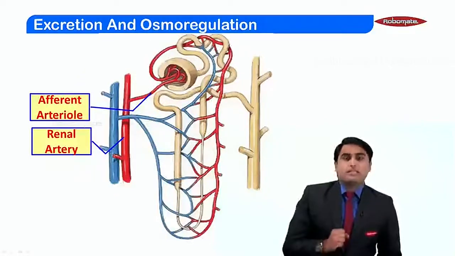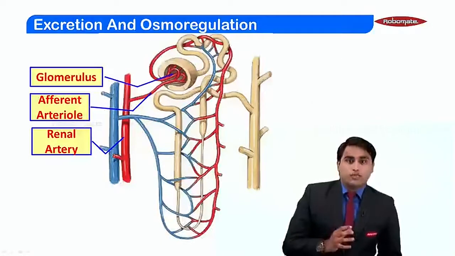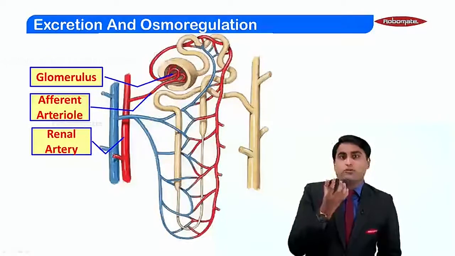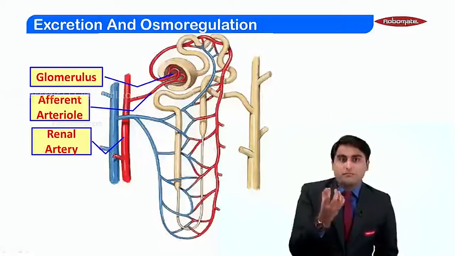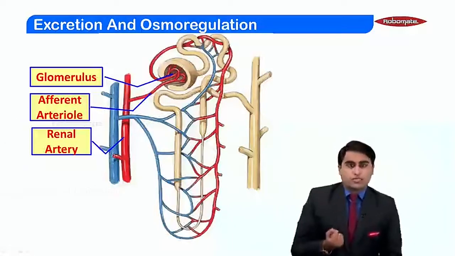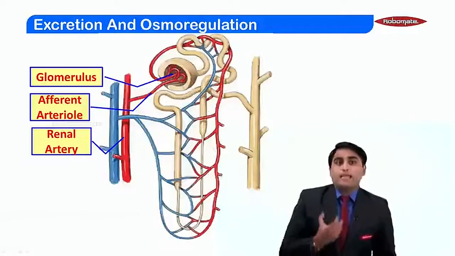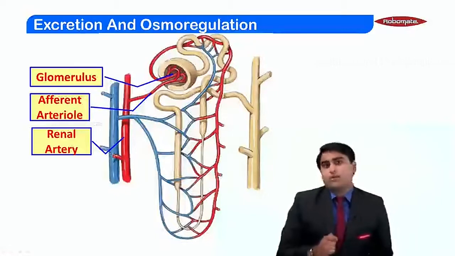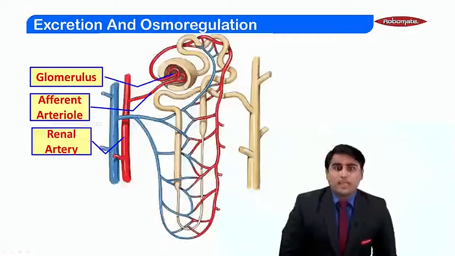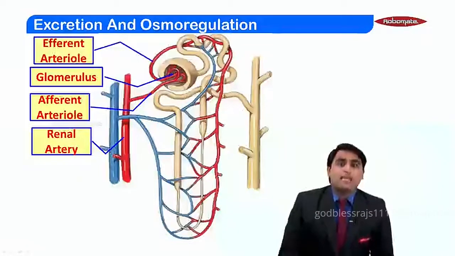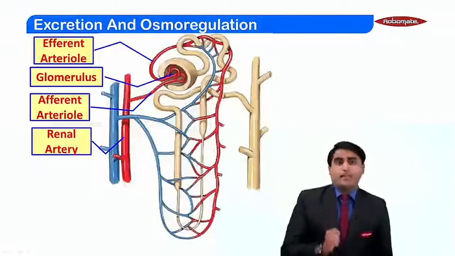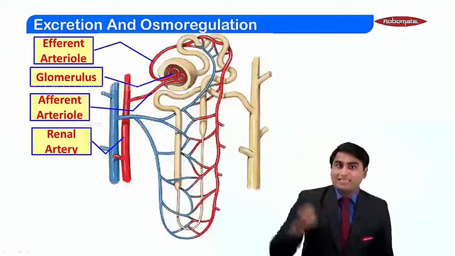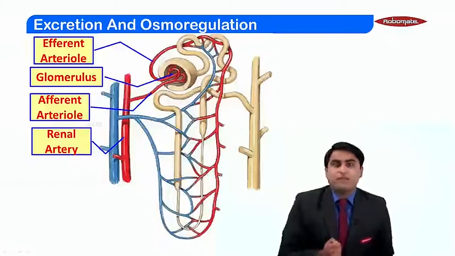And if you observe inside the Bowman's capsule, you can see the glomerulus, the tuft of capillaries. There is a huge capillary network present inside the Bowman's capsule, which is termed the glomerulus. The glomerulus is formed by capillaries which are formed by division of the afferent arteriole. These glomerular capillaries once again rejoin and come out of the Bowman's capsule as the efferent arteriole. So the incoming arteriole inside the Bowman's capsule is the afferent arteriole, and the arteriole exiting the Bowman's capsule is termed the efferent arteriole.